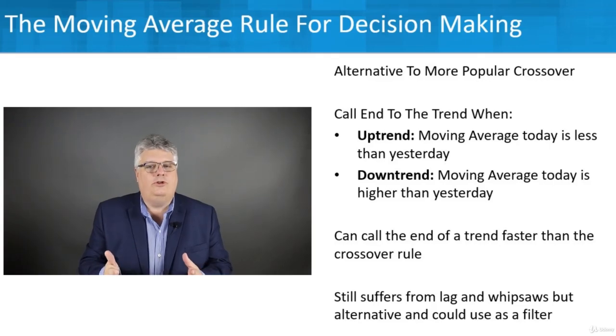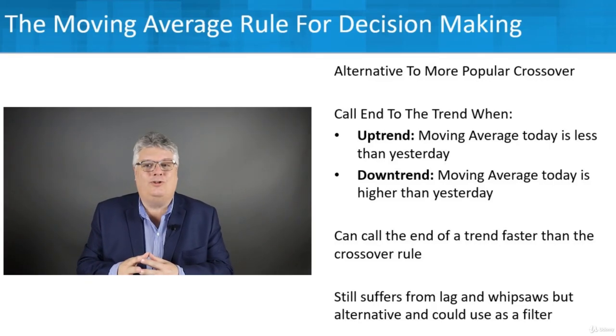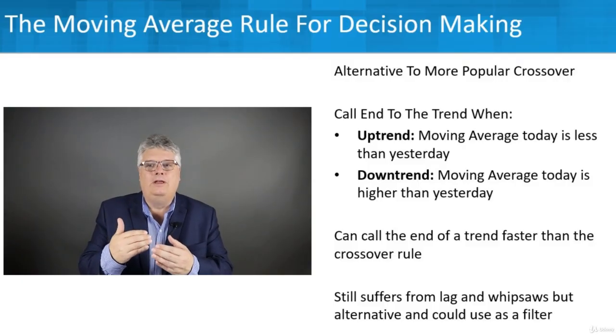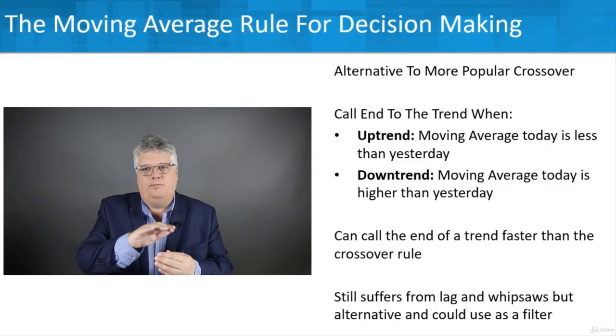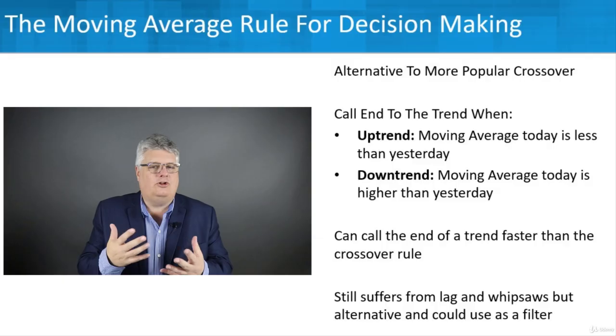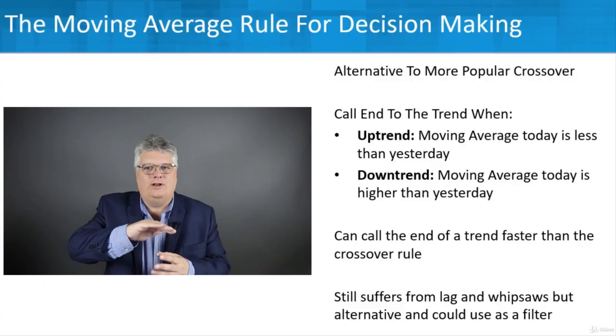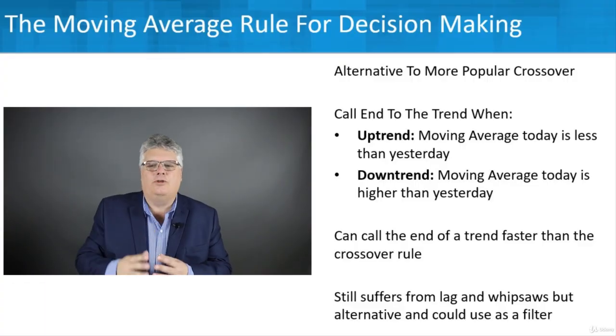Another rule that you could use with moving average lines, I guess the moving average rule is what it's called, is an alternative to the more popular crossover rule. So you're not looking for when it crosses over, you're basically looking for when the moving average starts to bend or change. You would look at it to call an end to a trend when you have changes in actually the moving average line, instead of uptrending or downtrending.